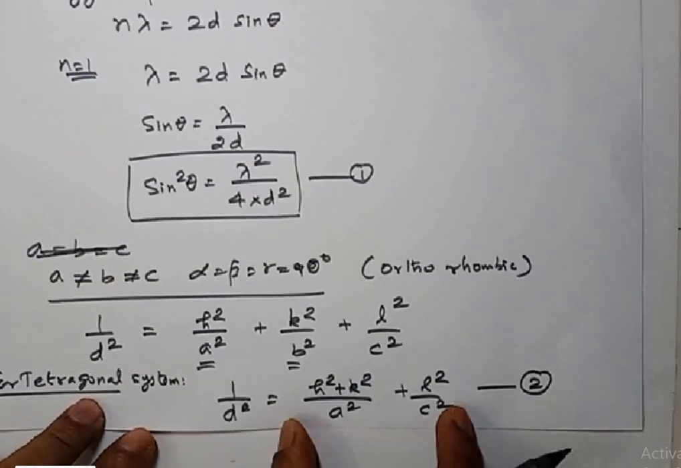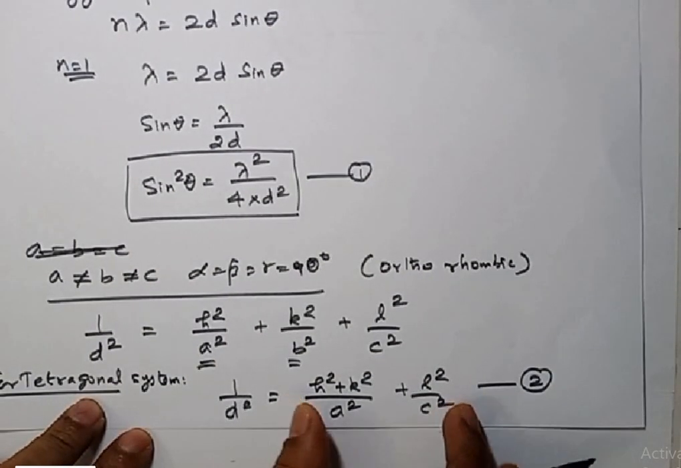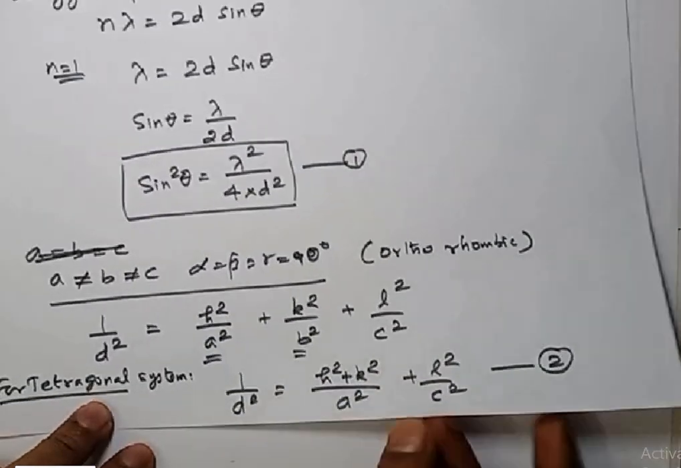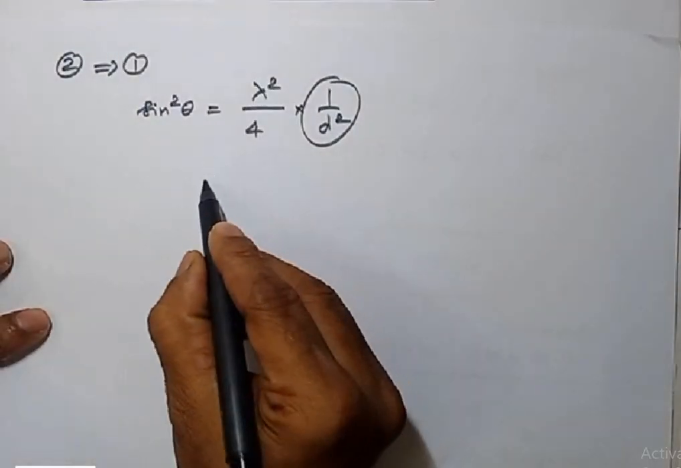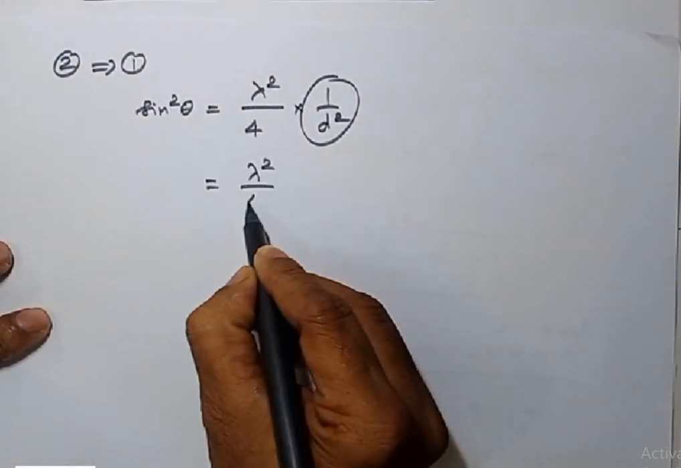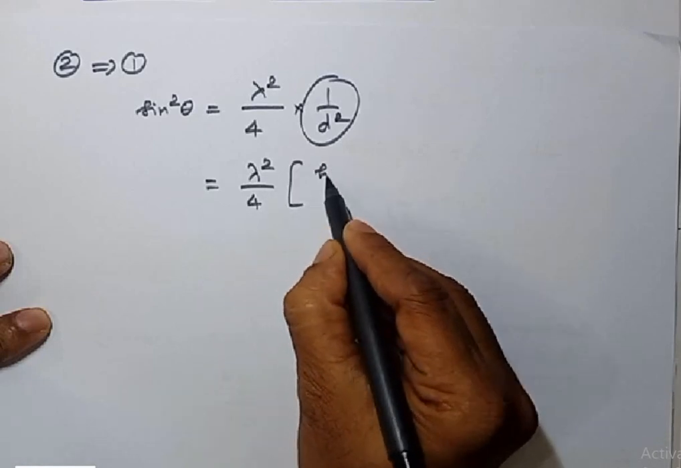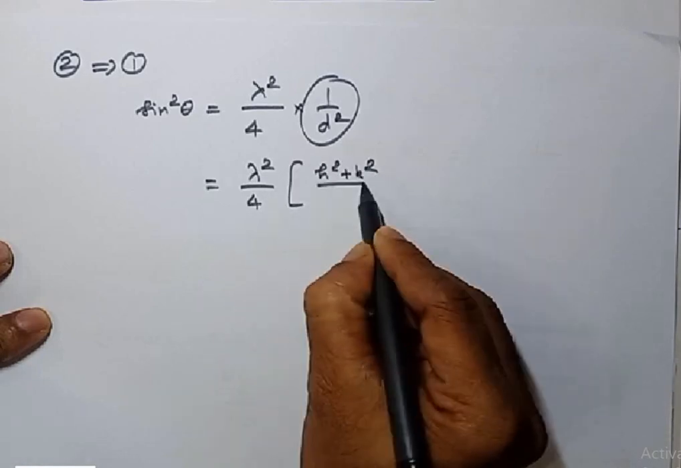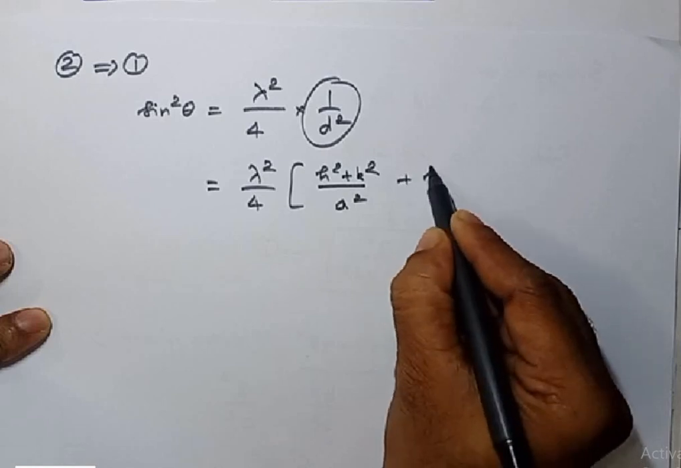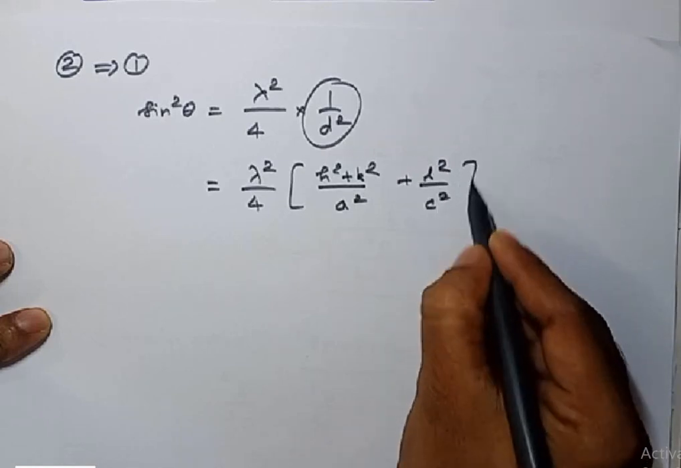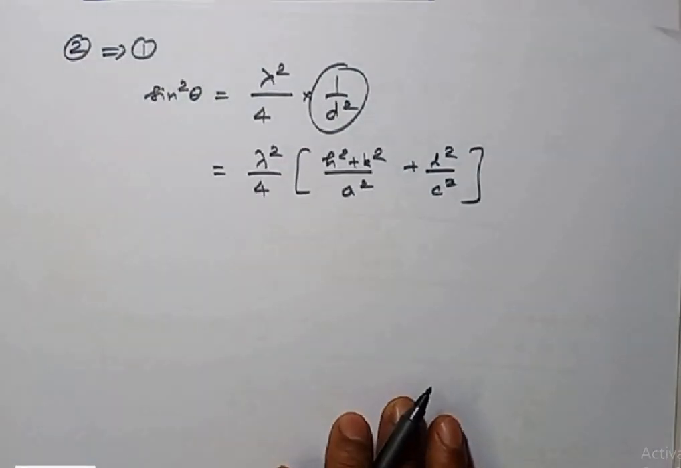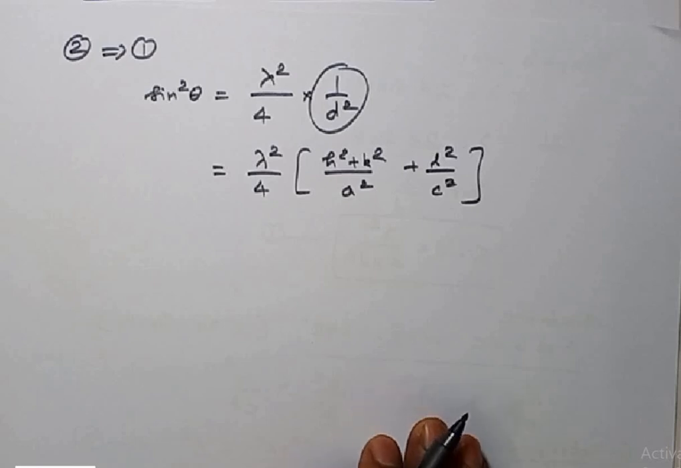Now in the place of 1 by d square, I'll put this value. Instead of 1 by d square for tetragonal system, this is the value. So I'll replace 1 by d square by this. So what we get is lambda square by 4 into h square plus k square by a square plus l square by c square. Okay, we get an expression like this. Take note.